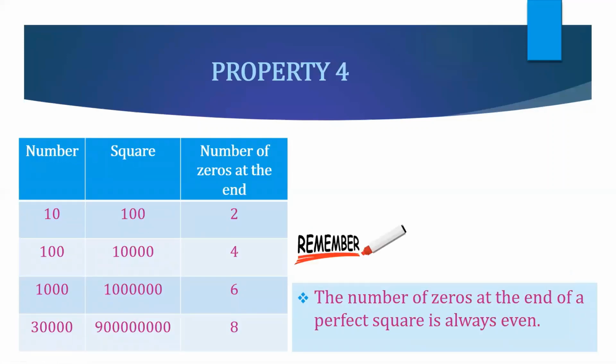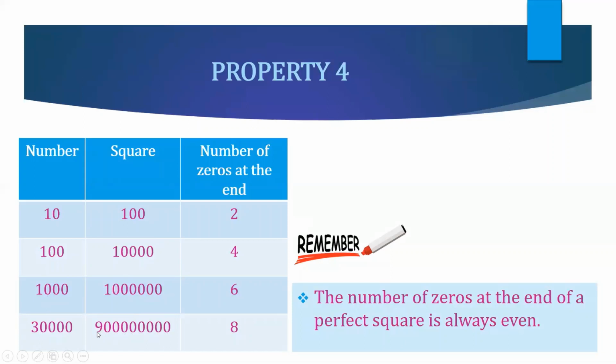Fourth property: the number of zeros at the end of a perfect square is always even. So if you are given any number which has zeros, and the number of zeros at the end of the number is even, then that number can be a perfect square. Here you can observe that 100 has 2 zeros, 10,000 has 4 zeros, then the square of 1000 will have 6 zeros, and the square of 30,000 will have 8 zeros at the end.